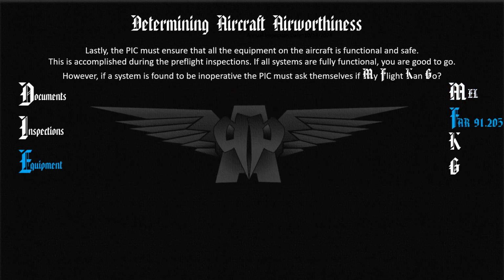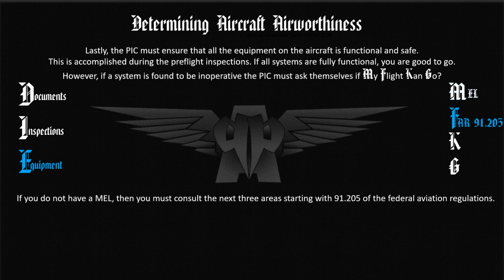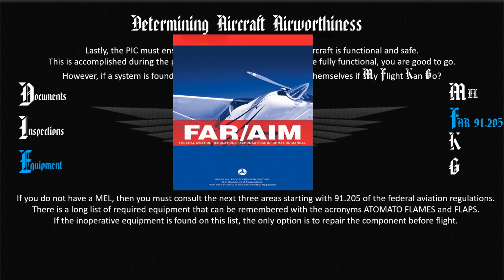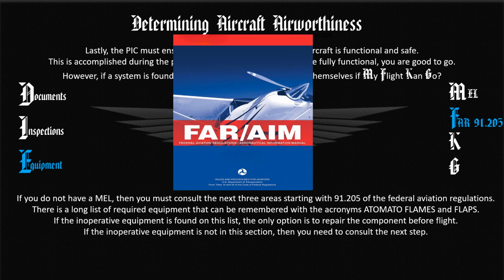If you do not have a minimum equipment list, then you must consult the next 3 areas, starting with 91.205 of the Federal Aviation Regulations. There is a long list of required equipment that can be remembered with the acronyms ATOMATOFLAMES and FLAPS. If the inoperative equipment is found on this list, the only option is to repair the component before flight. If the inoperative equipment is not in this section, then you need to consult the next step.